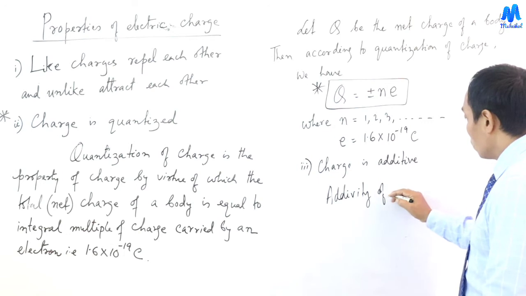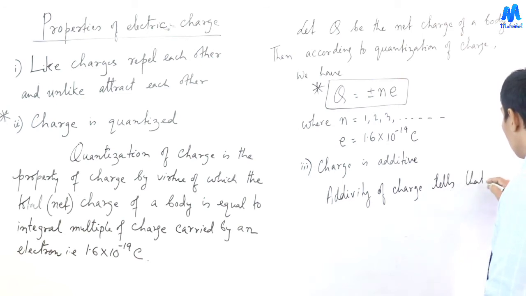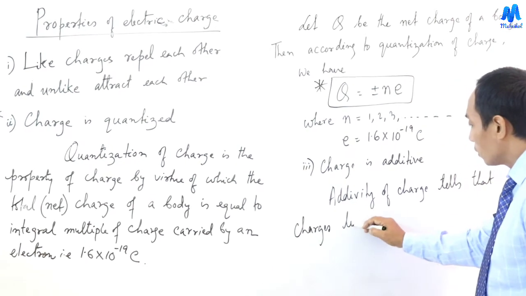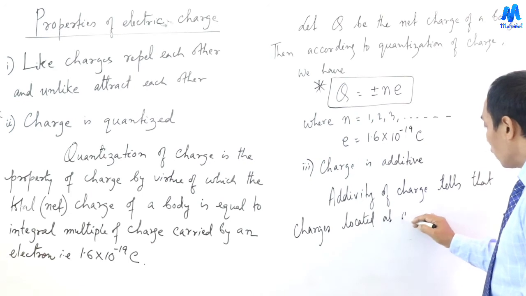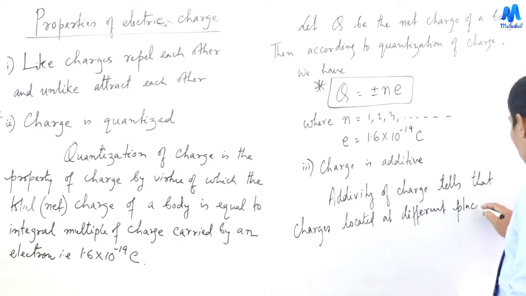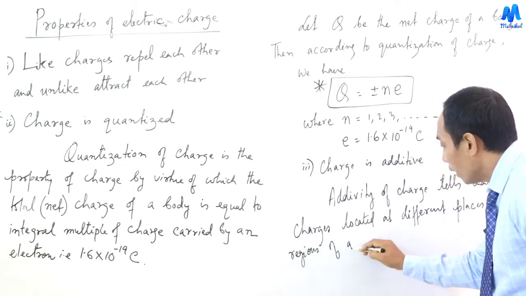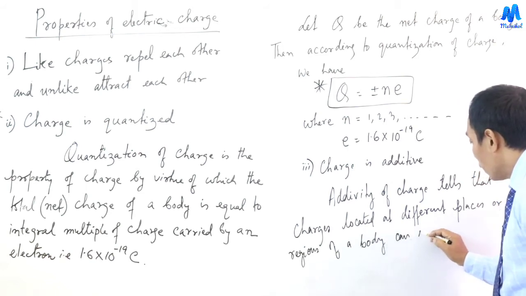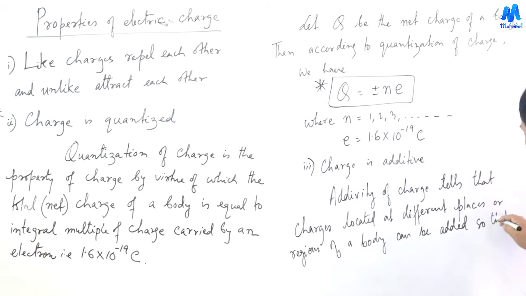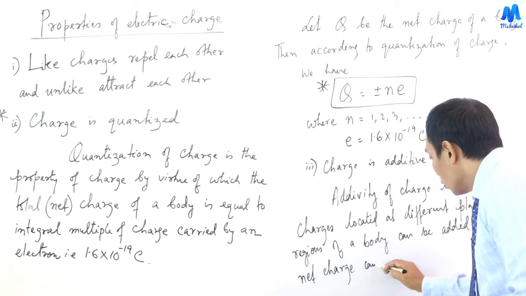So we may define it like this: additivity of charge tells that charges located at different places or regions of a body can be added, so that the net charge, the total charge, can be obtained.